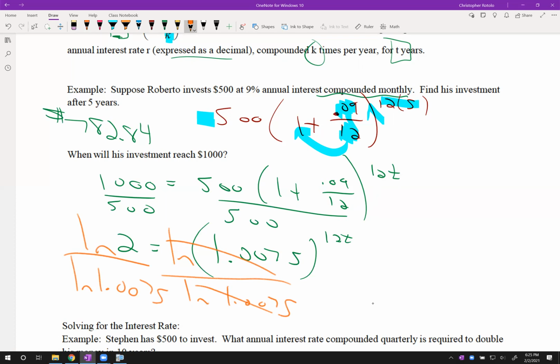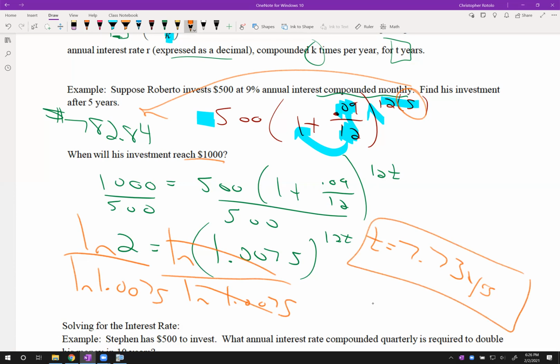And then we have to divide that by 2. Nope, I'm sorry, divided by 12. Okay, so we're saying 7.73 years because this is the time. All right, so let's make sure we have this in perspective. After 5 years, we had 782, and we want to reach 1,000. So it should be more than 5 years. And last I checked, 7.73 years is more than 3 years.